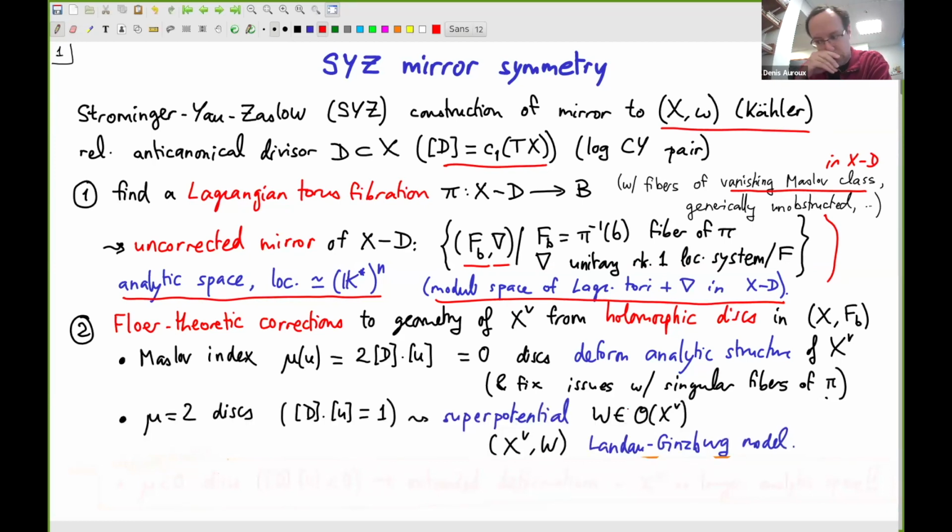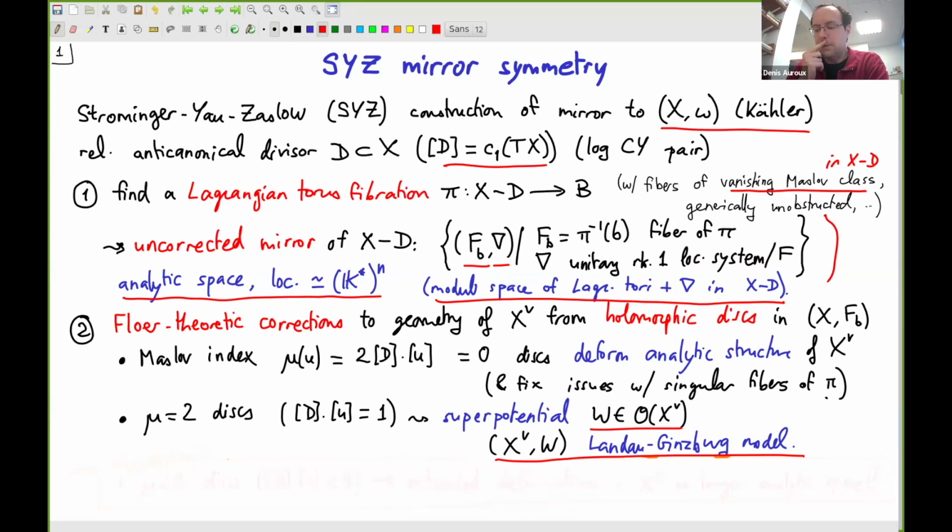And then, just because this will make our life easier, we should think of disks of non-zero Maslov index. The most obvious ones will be the ones of Maslov 2, the ones that intersect D once. So these are disks that you don't have in X minus D, but when you bring back in this hypersurface D, they get added back in. They are the simplest ones of that kind. And what they will do is they will produce for you an analytic function on this space. And in the world of mirror symmetry, we say this makes the mirror a Landau-Ginzburg model, which just means a space with a function on it.